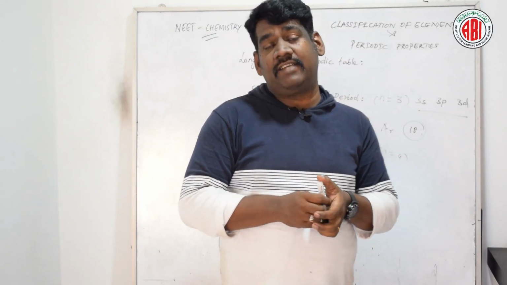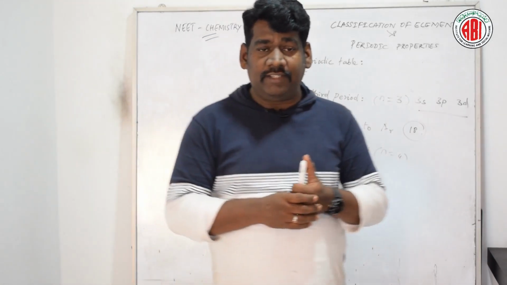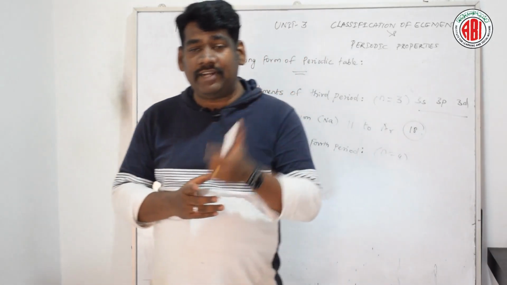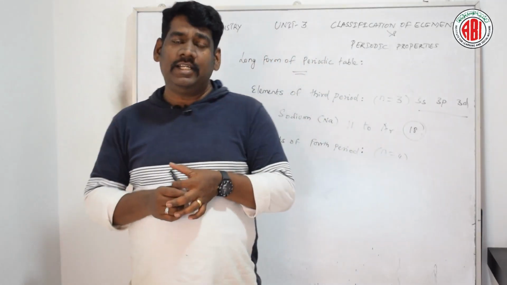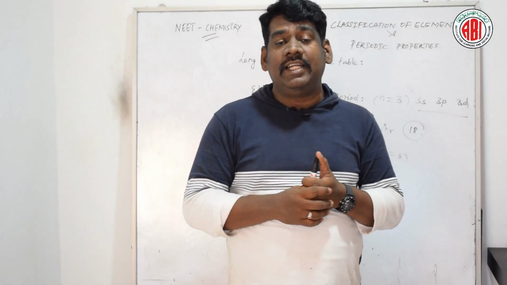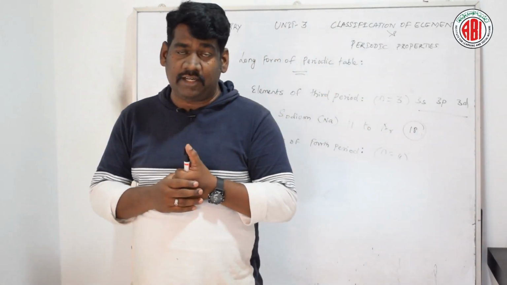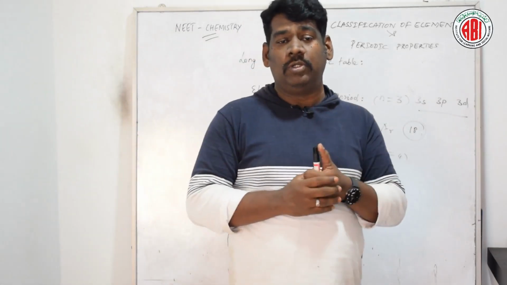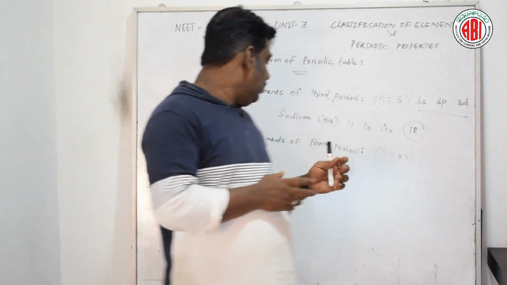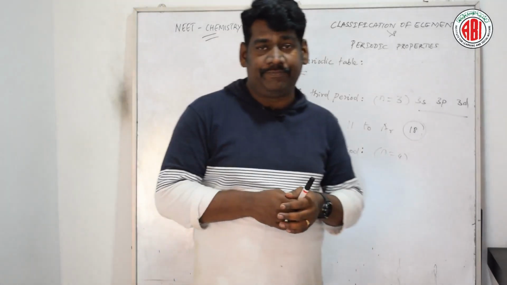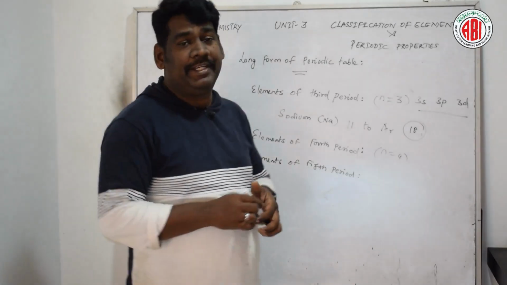This transition series starts from scandium, atomic number 21, which has the electronic configuration 3d1 4s2, and ends with zinc, atomic number 30, with the 3d orbitals completely filled, having the electronic configuration 3d10 4s2. So these are the different elements seen in the fourth period. Now let us talk about the elements present in the fifth period.